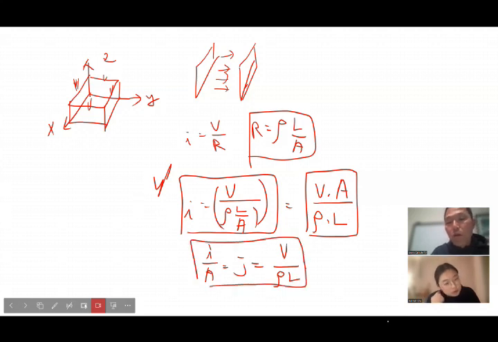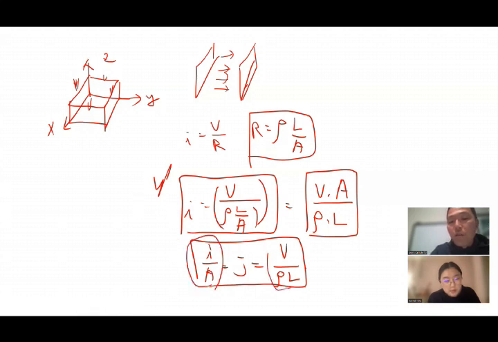So this is pretty straightforward, because your current density is only proportional to the electric field, I mean the voltage between those two sides of the rectangular box, and the conductivity and L. But conductivity is the same for all the other directions. So basically, your current density J only depends on the length between those two faces. Does it make sense? This might be straightforward.